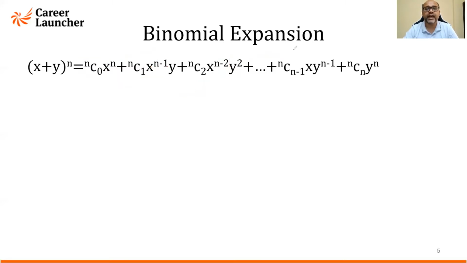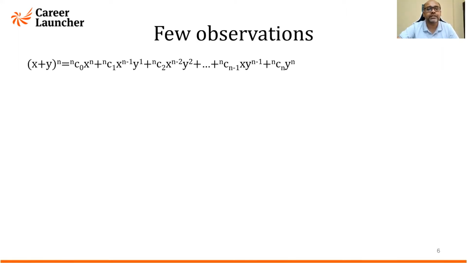So this is the expansion which is called binomial expansion. Right? So I'll just write it. First thing I already mentioned, n is supposed to be a positive integer. It is applicable only for positive integers. And x and y are real numbers. Okay, so let's make a few observations.